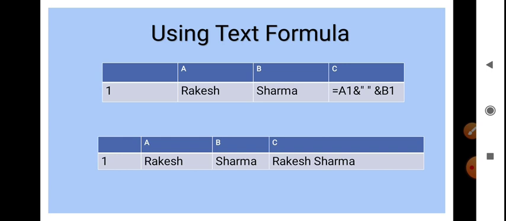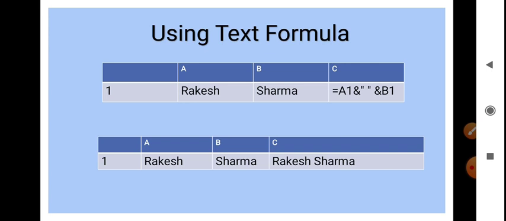Now see the text formula. In the first column, A1, I had written Rakesh, in B1 I had written Sharma. In C, I had written the text formula. What is that formula? Equals A1. What is in A1? Rakesh. To join the two text values, what did I use here? AND. Then I gave double quotes twice, again AND, and then B1. What is in B1? Sharma. So what is my result here in C?